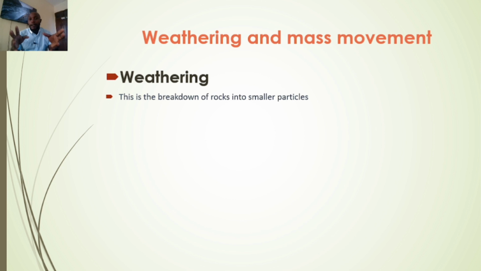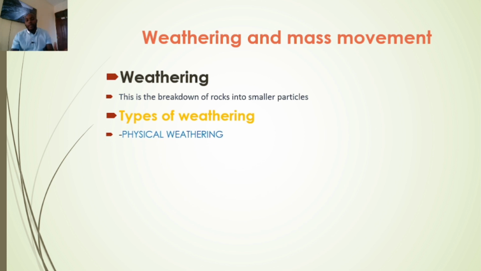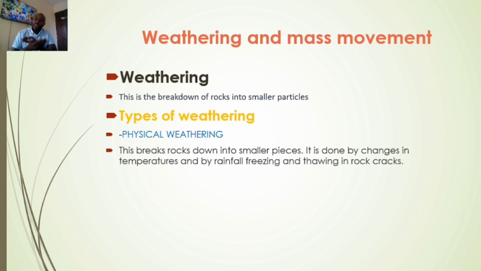There's no movement there. But movement, talk about mass movement, especially when it's under the influence of gravity. So, weathering, breakdown of rocks into smaller particles without movement. Okay, so we have types of weathering. All right, we have physical weathering. Now physical, just physical. Okay, now this breaks rocks down into smaller pieces. How? It's done by changes in temperature and rainfall, freezing and thawing in rocks and rock cracks.